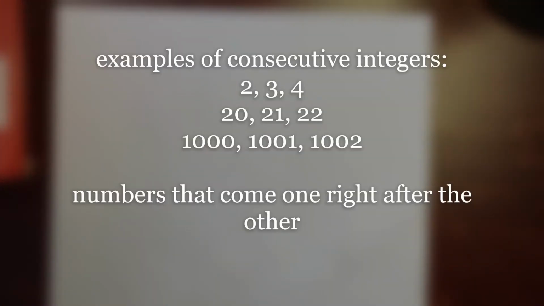Before we get into some examples of the word problems, let's talk about what it means to be a consecutive integer. Those are numbers like 2, 3, 4, 20, 21, 22, 1,000, 1,001, 1,002. Consecutive integers are numbers that come one after another. So for all of these problems, we're going to have to create an equation dealing with consecutive integers.